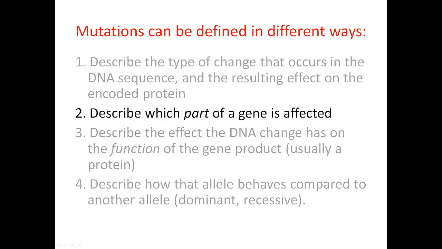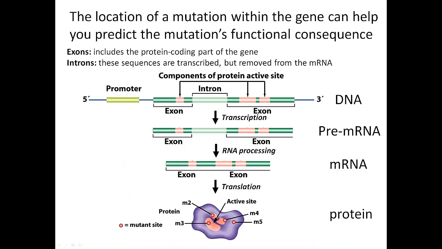Next, we'll talk about another way to define mutations, describing which part of the gene is actually affected. So we'll go over this a lot more in class, but I'd just like to talk briefly about the structure of a gene. And so on the DNA level, you have different parts of a gene, and one thing that we will talk much more about later on in the course is the fact that in eukaryotic genes, you have exons and you have introns.